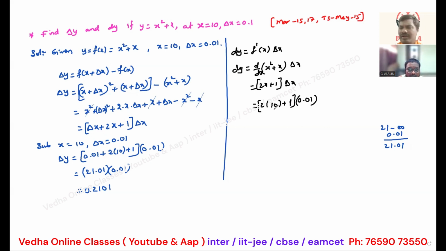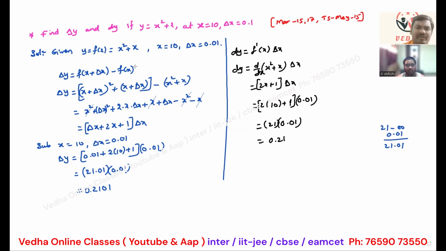Now 2 into 10, 20. 20 plus 1, 21. 21 into 0.01. Multiply 21 ones are 21. And after two numbers, we have to take the decimal place, 0.21. Observe carefully, 0.21, 0.21, same. Okay. So that means these two are equal only. So what are the required values here? So here the required solution.